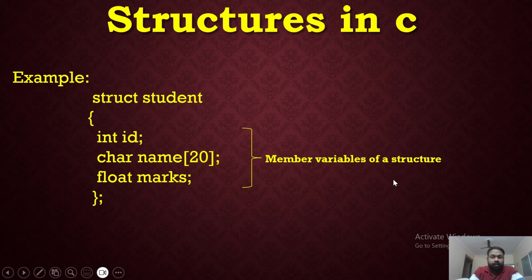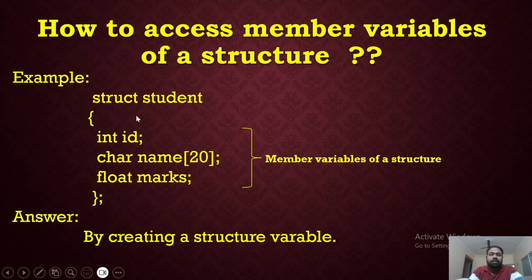Let me go ahead. Now the question is how to access the member variables of a structure. ID is there, name is there, marks. I need to enter the ID in the variable ID. I need to enter my name, for example the student name, so I need a variable name. I need to store the marks of a student, so I need a variable marks. All these member variables are created for storing that data. So the question is how to access them. How to access them?